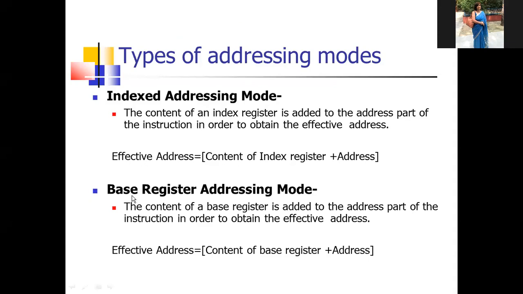And the next addressing mode is base register addressing mode. It says that the content of a base register is added to the address part of the instruction in order to obtain the effective address. So what is the formula to find the value of the effective address?